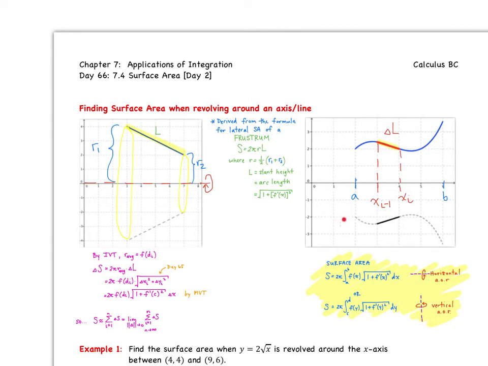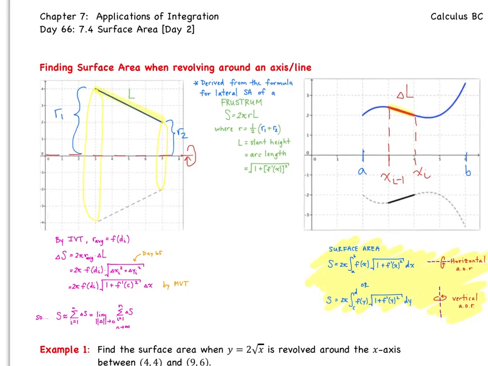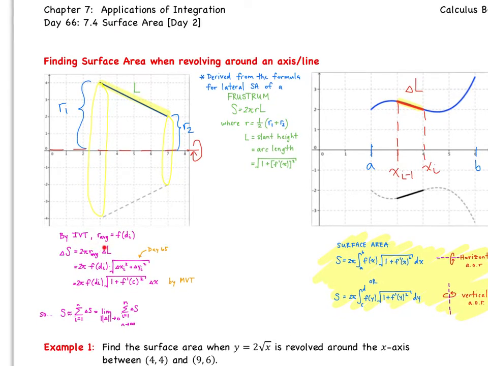So if we go through and derive the formula for surface area, there's a couple of diagrams to look at, and I'll be going back and forth to each of those. Focusing over here on the left, by the intermediate value theorem, IVT, the average radius is really equal to f of some d value on this interval. So delta S, or that changing surface area, is 2 pi r average, or that f of d_i, times delta L, that change in the slant height.